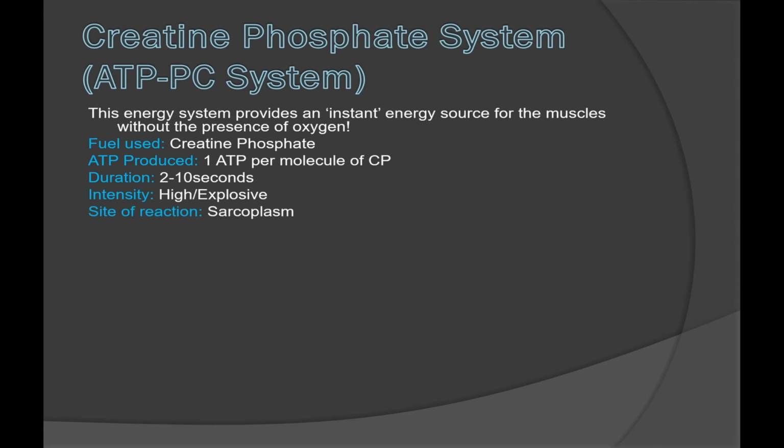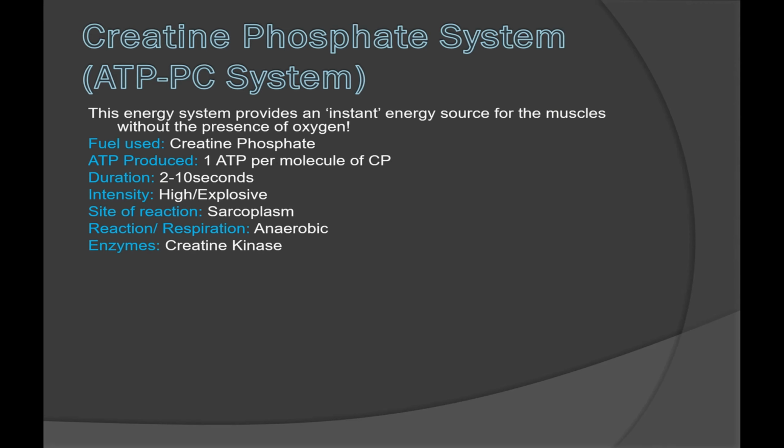Now, the site of reaction, we've just mentioned on the previous slide that aerobic respiration is taking place in the mitochondria. A different part of the muscle cell is what's known as the sarcoplasm, and this is where anaerobic respiration takes place. So if we're talking about anaerobic energy systems, then we're talking about the site of reaction being the sarcoplasm. As we've mentioned, when we're not using oxygen, this is what's known as anaerobic respiration.